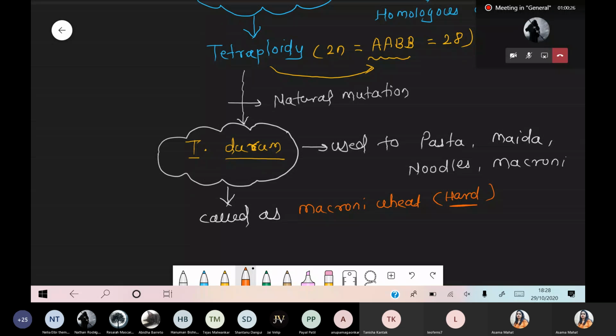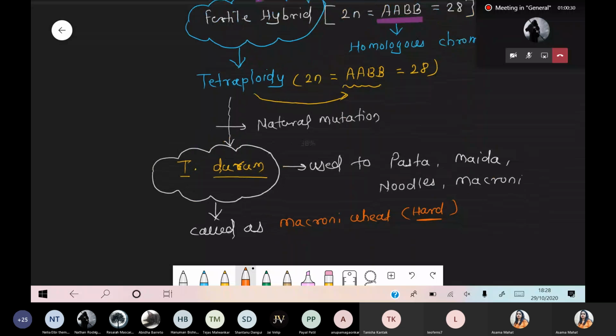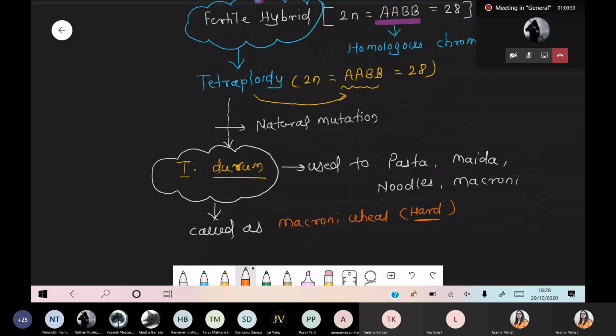Got it? So just check the steps. What is important for you to remember is the wild species name. Now you have to remember that it is Triticum durum, which is used for the preparation of pasta, maida, noodles and macaroni because of its hard nature. Got it?